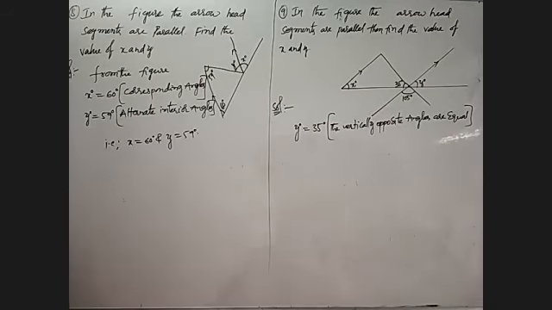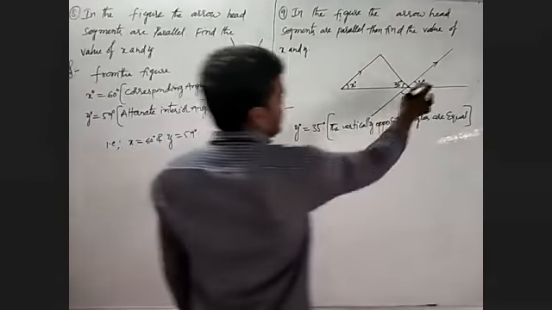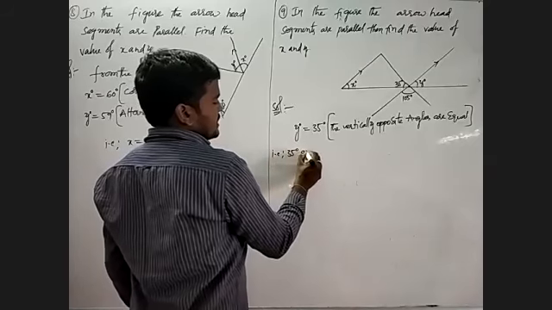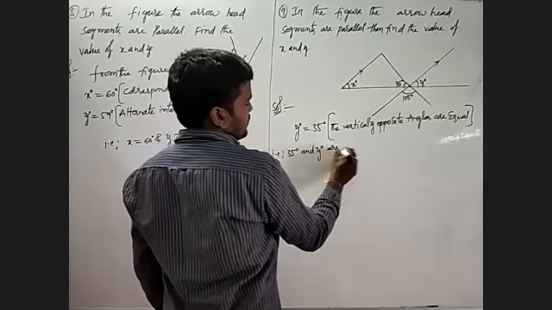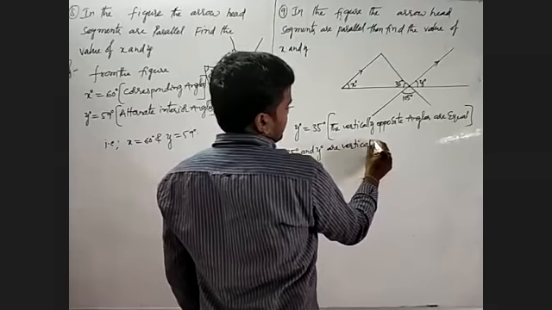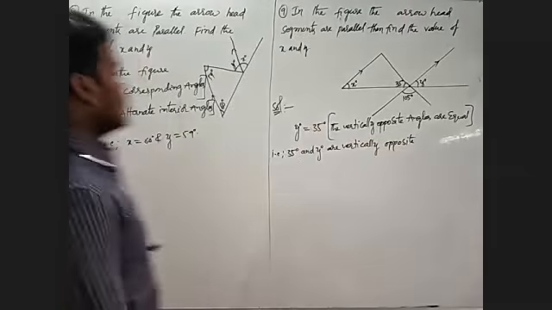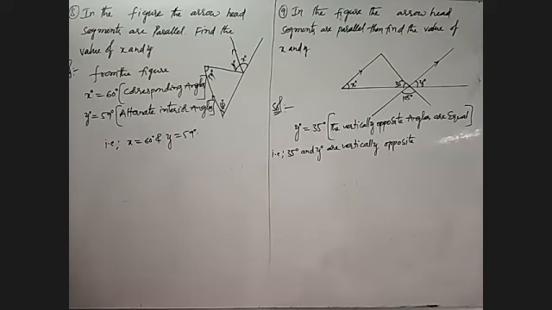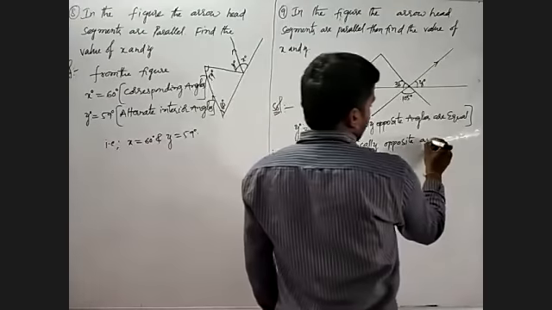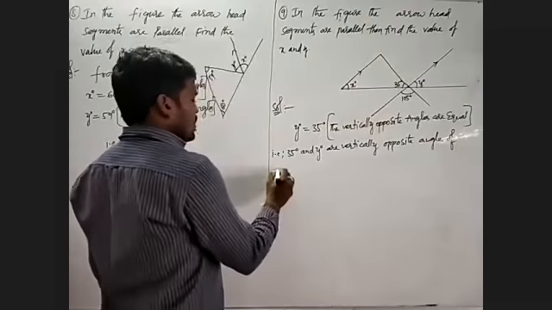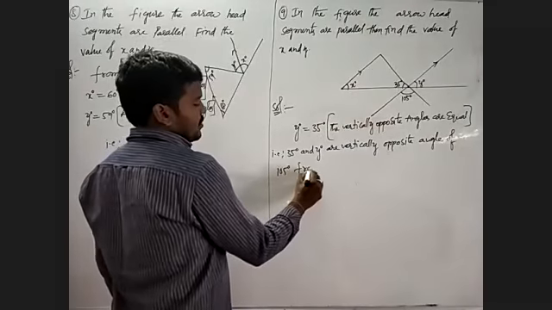After that, 35 degrees and y degrees are vertically opposite angles. Angle of how many degrees will we write? Angle of 105 degrees.